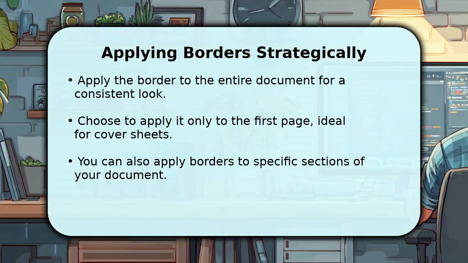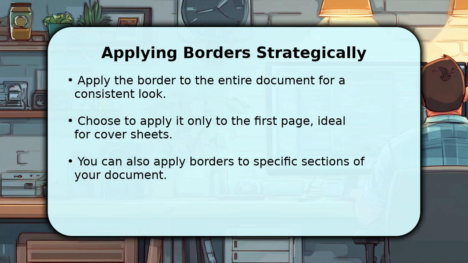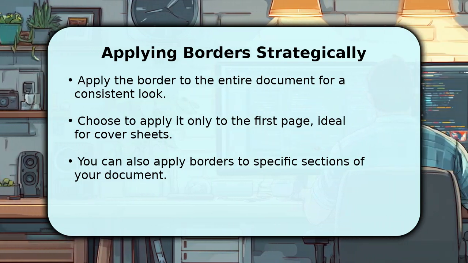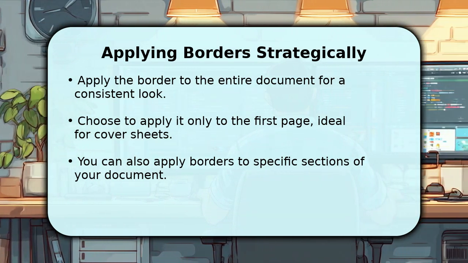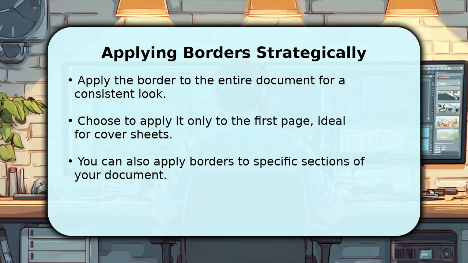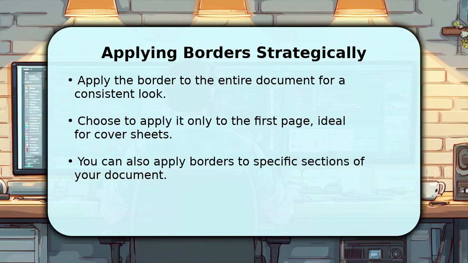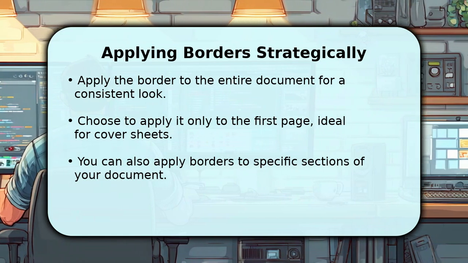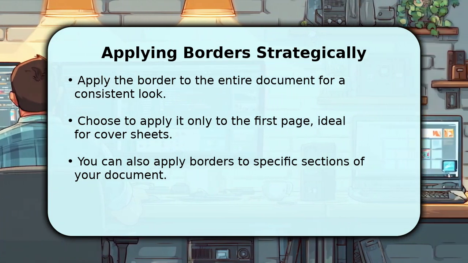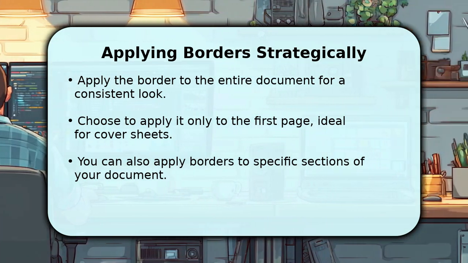Now, decide where your border will appear. The Apply to drop-down menu offers several choices. You can apply the border to the entire document, which is perfect for unified designs. Alternatively, select this section First Page only for a distinctive cover page. Remember, you have control over the border's placement, ensuring it meets your precise design needs for every part.